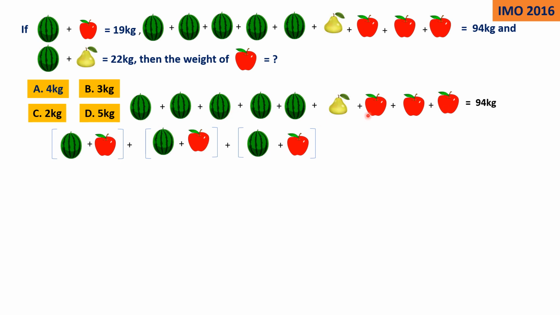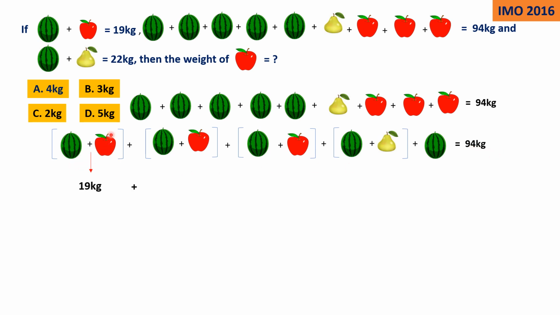Now 3 watermelons, 3 apples are already grouped. So 2 watermelons and 1 pear is left. So we can also arrange 1 watermelon and 1 pear together. Now only 1 watermelon is left. So total 94 kg.